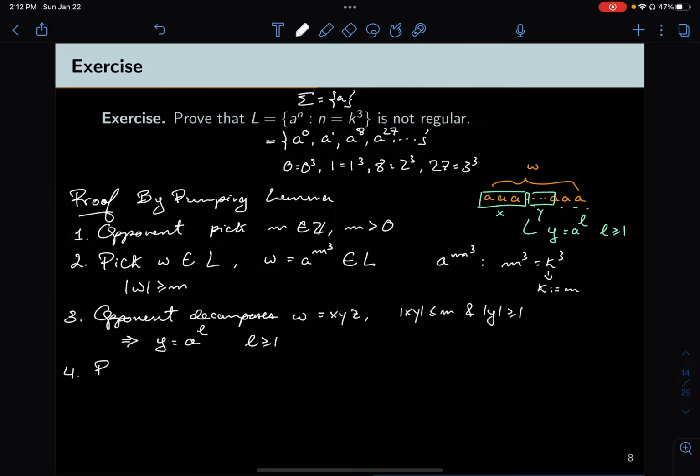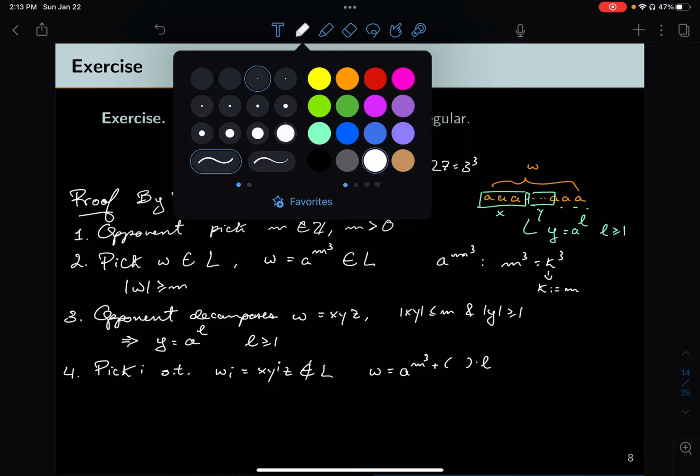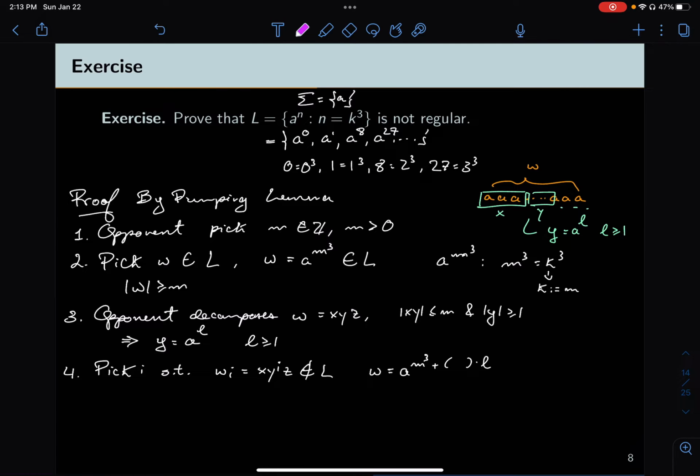So we need to pick an i such that w_i, which is x y^i z, is not in L. Well, the idea here is that we're going to have the string a^(m cubed), and we're going to add to it the length of L. So we're going to add to it the length of L. And here, I'm going to introduce something that I haven't done before. It's actually a precise formula for what the string is going to look like based on i.